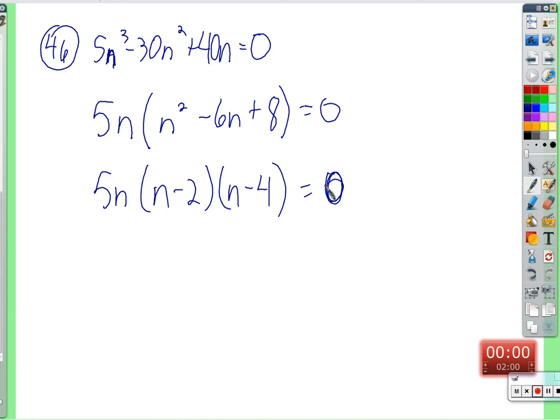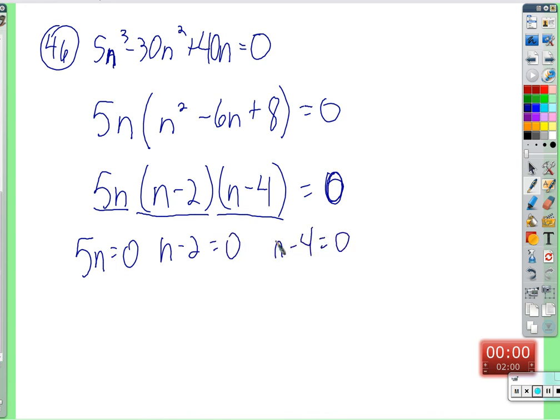We got first thing times second thing times third thing equals 0. So we set first thing equals 0, second thing equals 0, third thing equals 0. 5n equals 0, n minus 2 equals 0, n minus 4 equals 0. And solve for it: divide by 5, add 2, add 4. Solve it.